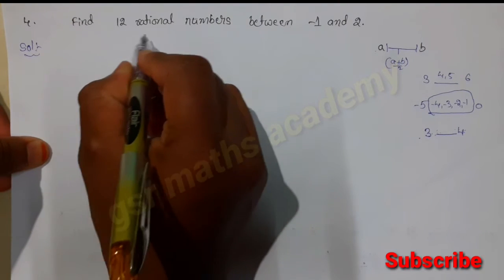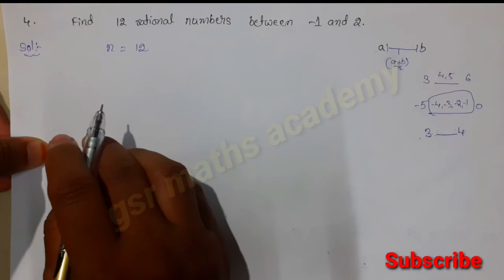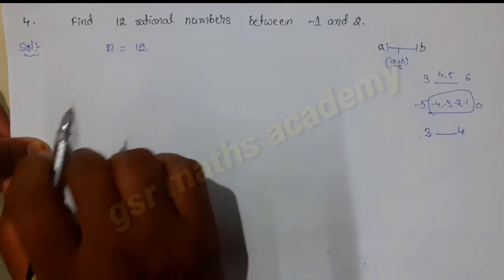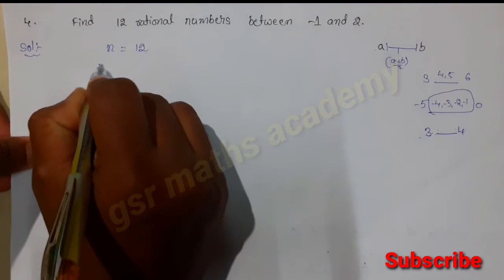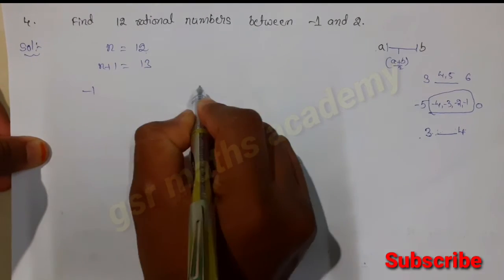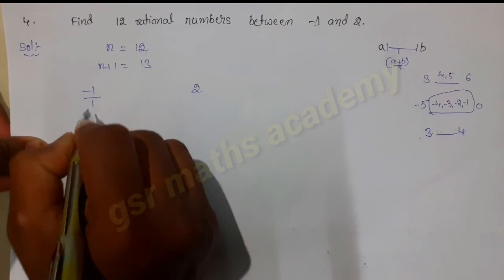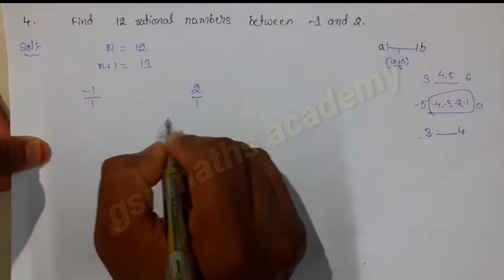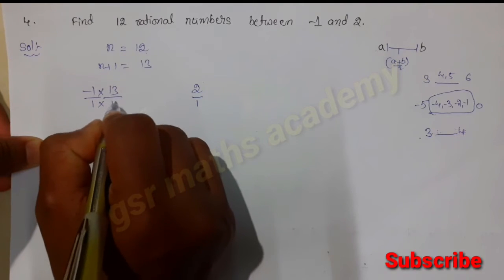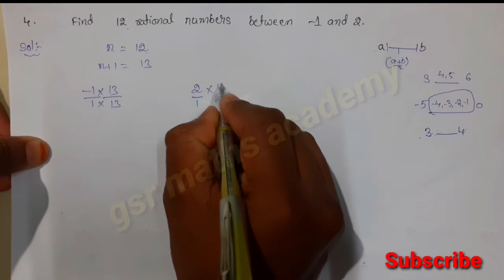Here, how many numbers do we need to insert? We need to insert 12 numbers. If n is equal to 12, then n plus 1 becomes 13. So you need to multiply the given numbers by 13 by 13. -1 means -1 by 1, and 2 means 2 by 1. These two fractions have to be multiplied by 13 by 13, the successor of the required number of rational numbers.